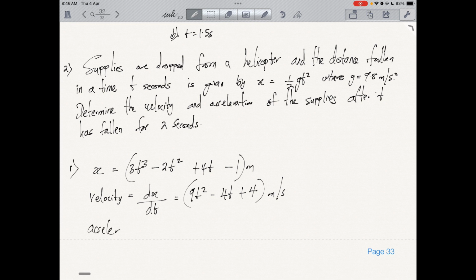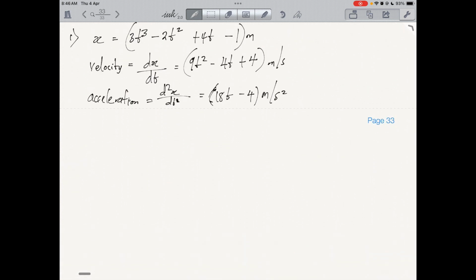And now the acceleration is differentiating it the second time, and that will give us 18t minus 4, and the unit is meters per second squared. Now, having done this, we are asked to evaluate the velocity and acceleration at t equals 0 and at t equals 1.5 seconds.